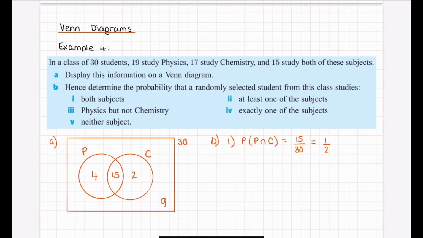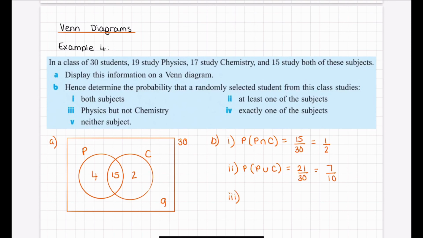Number 2, studies at least one of the subjects. So at least one of the subjects means they could do both, they could do physics or they could do chemistry. So it is going to be all the circles in the middle, which adds up to 21. So writing this in notation, it's going to be the probability of physics or chemistry, which will be 21 out of 30, which is 7 over 10.